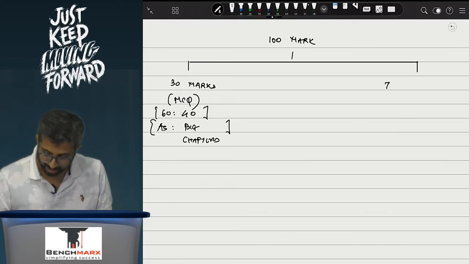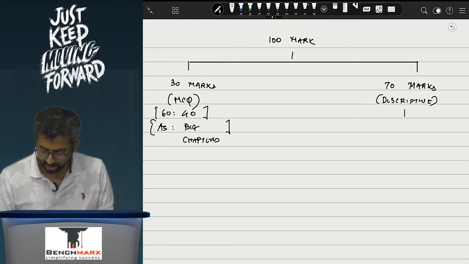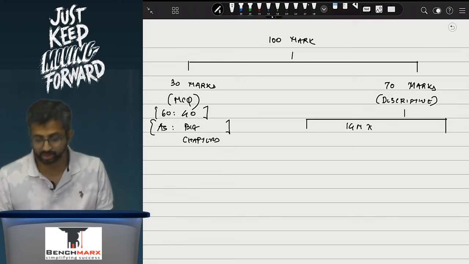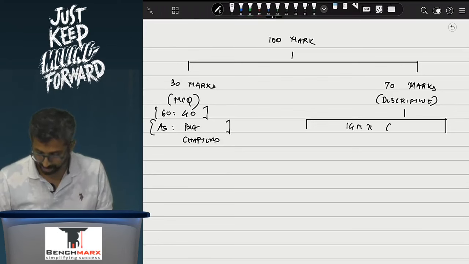And then you get a separate paper, the descriptive paper, we call this, of 70 marks. I think all subjects have a similar pattern. Within the descriptive paper, question number 1 is basically 14 marks. How many questions should ideally be there? 5. However, you will have 14 marks ke 6 questions.